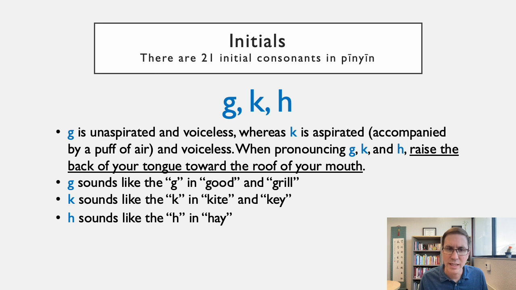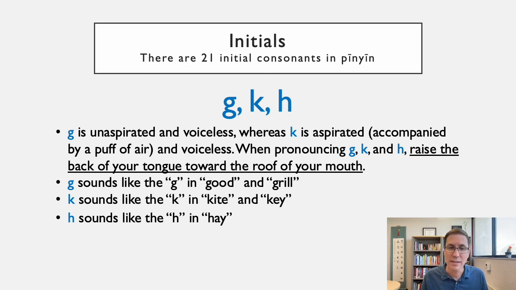So with the G, it's unaspirated and voiceless, whereas the K is aspirated, meaning that if you put your hand in front of your mouth when you pronounce the K, you will feel a puff of air. And the H, it sounds very much like the English H, like in hey. So when you're pronouncing the G, the K, and the H, you're going to want to raise the back of your tongue toward the roof of your mouth.